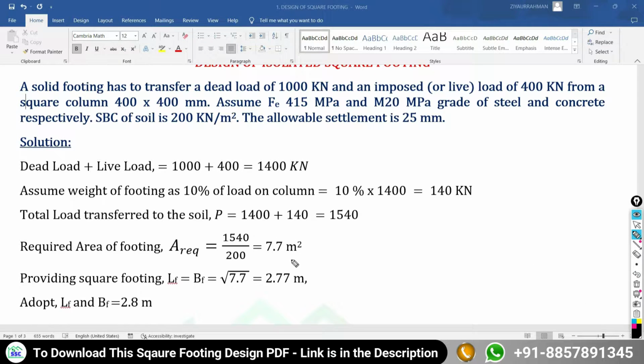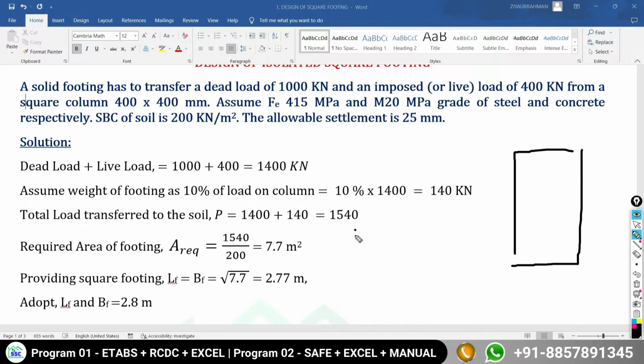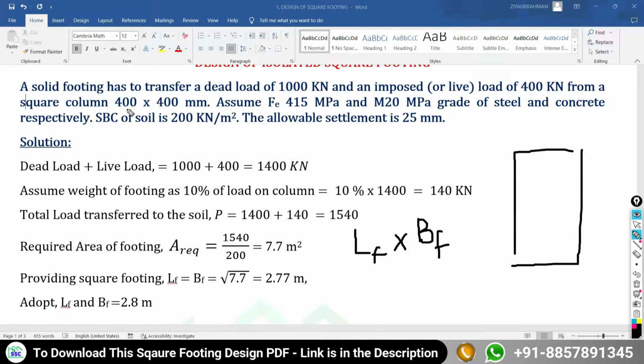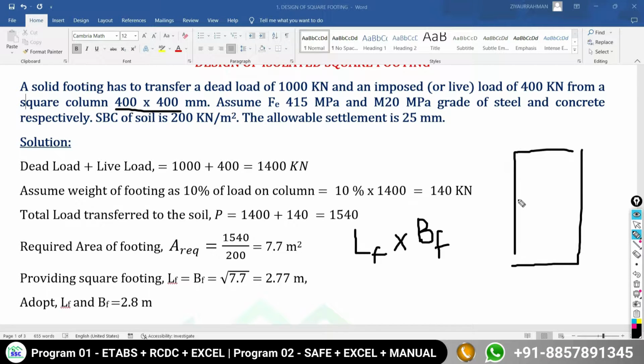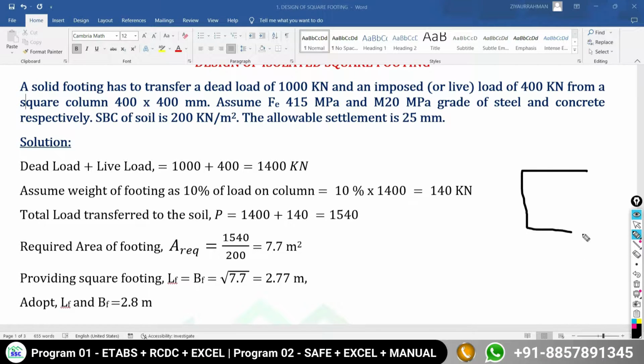So thereafter, this is the area, but we need to calculate how much length and how much width of the footing is required. But one clue is there. Here the column size is given as 400 by 400, a square column. So experts recommend that if your column is a square column, provide a square footing. It is better to take the square footing.